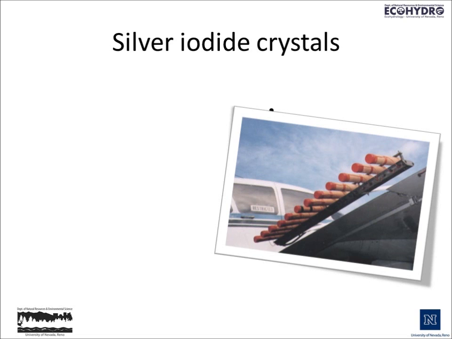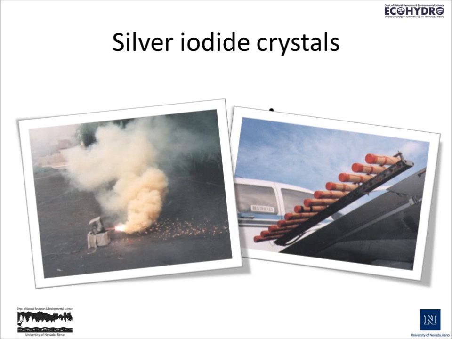The silver iodide crystals can be injected into clouds from the wings of airplanes. Here, for example, we see silver iodide flares mounted on the wing of an airplane. They can also be injected from ground stations, as you saw in one of the previous slides, simply touched off and allowed to directly enter the cloud from the soil surface.